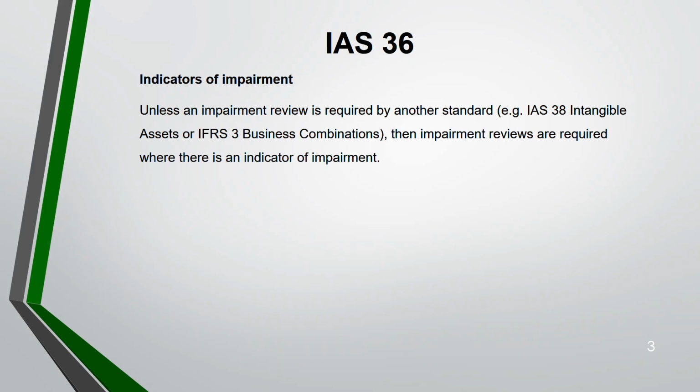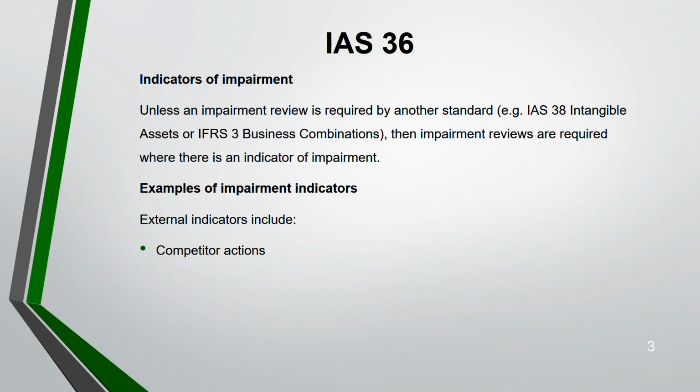These indicators are divided into two categories, external and internal. Now, under impairment review, unless an impairment review is required by another standard, for example, IAS 38 or IFRS 3, then your impairment review will only be required if there are indicators of impairment. But intangible asset and business combination, you always have to review for impairment, whether there are indicators of impairment or not. Other than these two standards, all the other standards require you to do the impairment review annually when there is an indicator of impairment. So now let us go through the impairment indicators.